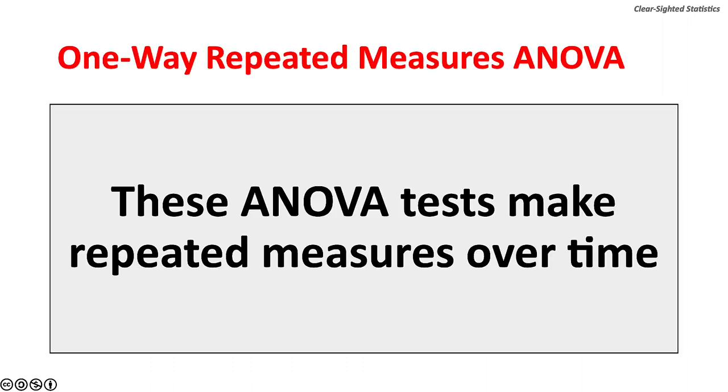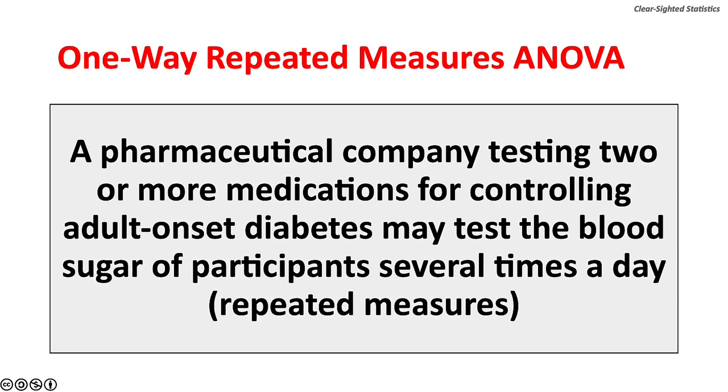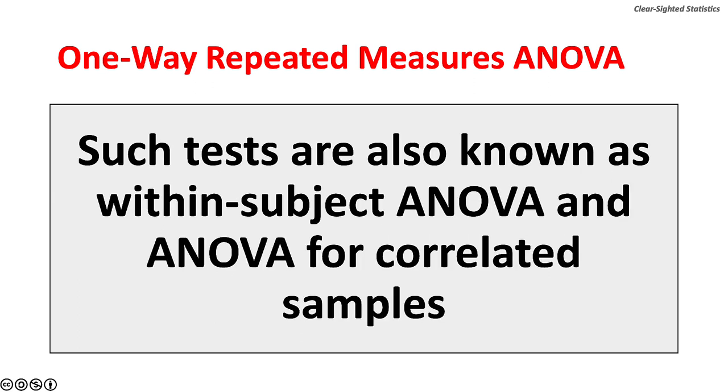Now let's quickly review other types of ANOVA tests. One-way repeated measures ANOVA. These ANOVA tests make repeated measures over time. Here is an example. A pharmaceutical company testing two or more medications for controlling adult onset diabetes may test blood sugar of participants several times a day. These are the repeated measures. Such tests are also known as within-subject ANOVA and ANOVA for correlated samples.